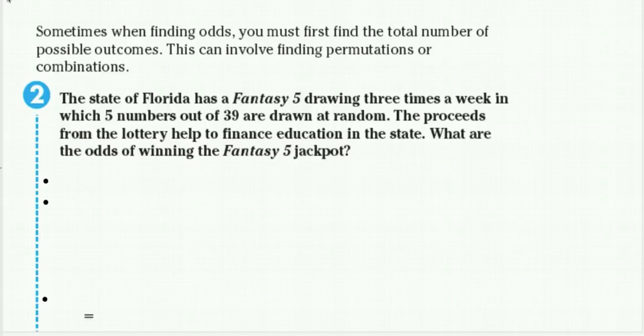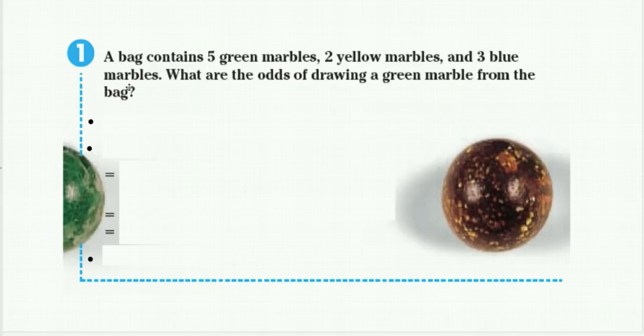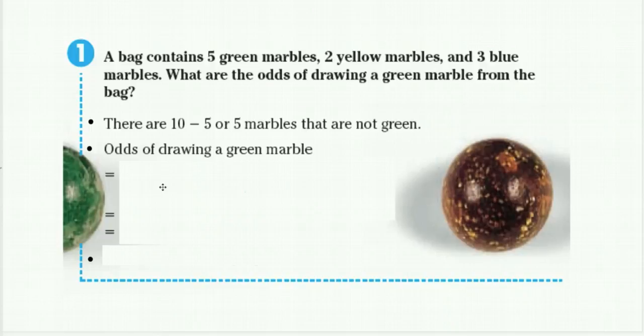Let's take a look at this example first. A bag contains 5 green marbles, 2 yellow marbles, and 3 blue marbles. What are the odds of drawing a green marble from the bag? Let's find out what we know. There are 10 minus 5, or 5 marbles that are not green, because if you look at the total number of marbles in the bag, 5 plus 2 plus 3 will give you 10. So you have 10 marbles, subtract the 5 marbles which are green, and that will give you 5 marbles left.